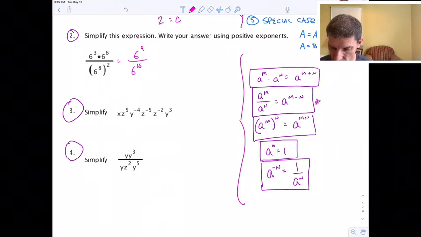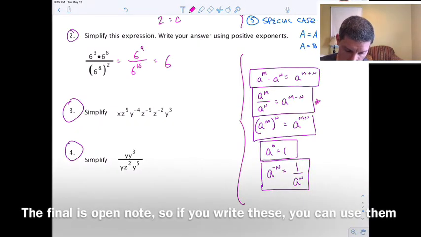The only thing here that looks like a fraction is the second rule. The second rule tells me to subtract my exponents. So in this case, 6 to the 9 minus 16. 9 minus 16 is negative 7.